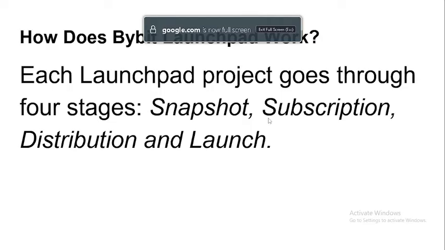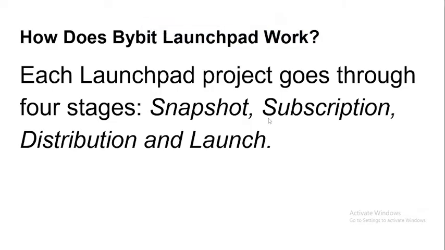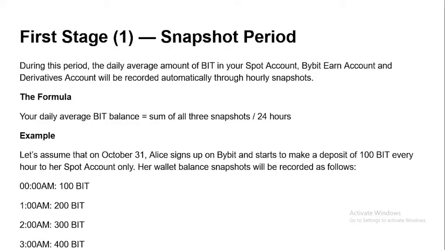So how does the Bybit Launchpad work? Each Launchpad project goes through 4 stages: snapshot, subscription, distribution, and launch. The first stage is the snapshot period. During this period, the daily average amount of BIT in your spot account, Bybit Earn account and derivatives account will be recorded automatically through hourly snapshots.